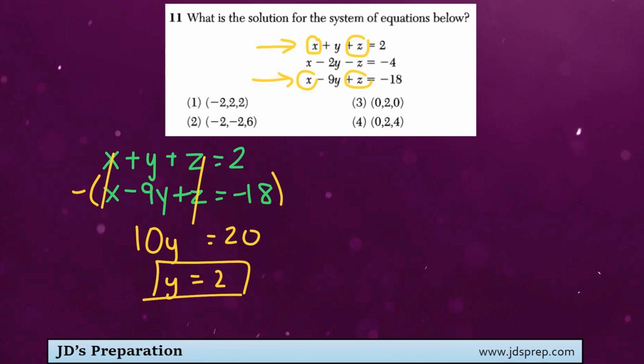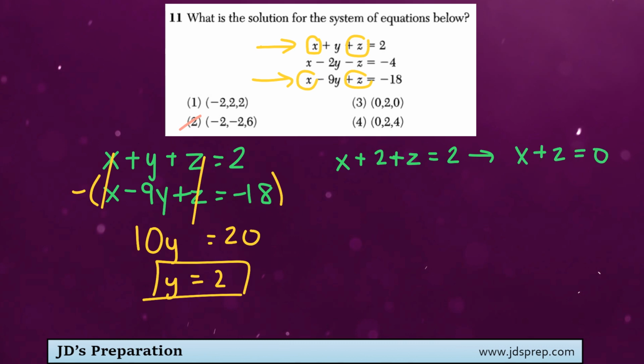Awesome. So right off the bat, we can eliminate option number 2, since that one has a y value of negative 2. Now let's rewrite the first equation. However, since we know that y is equal to 2, it would be x plus 2 plus z equals 2, which means that x plus z equals 0.